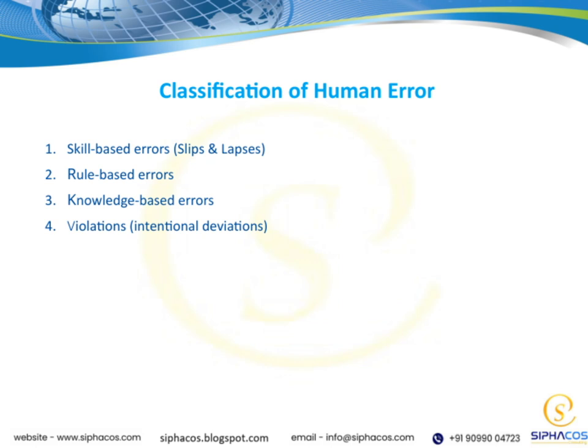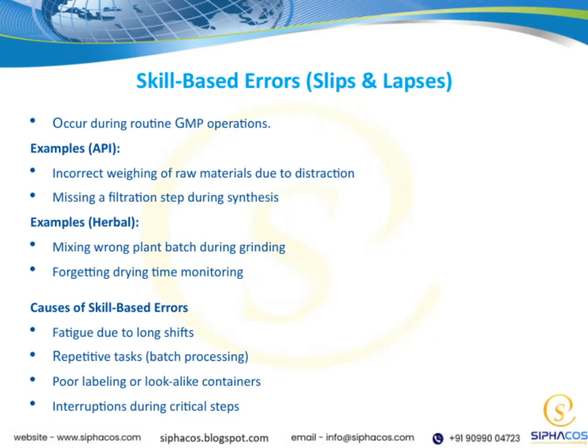Let's talk about skill-based errors, which are often called slips and lapses. These happen during routine GMP operations, so when tasks are familiar but mistakes still occur. For example, in API manufacturing, you might see an incorrect weighing of raw materials caused by distraction, or missing a filtration step during synthesis. These are small errors that happen when we're not fully focused. In herbal manufacturing, similar errors can occur, like mixing the wrong plant batch during grinding or forgetting to monitor the drying time. These mistakes are typically due to familiarity with the process, but can be easily overlooked.